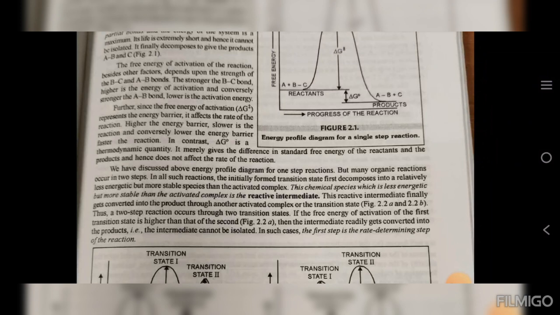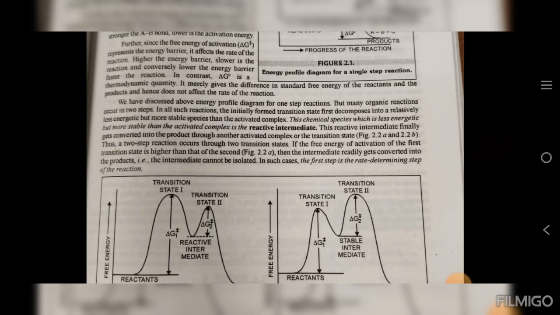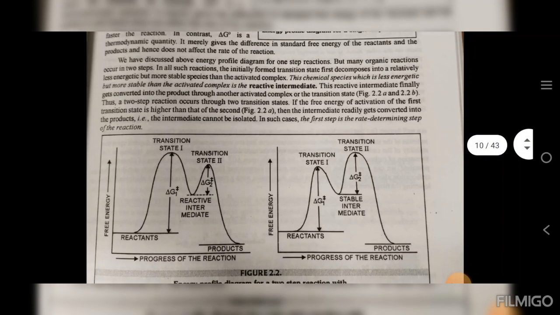delta G degrees is a thermodynamic quantity. It merely gives the difference in standard free energy of the reactants and the products and hence does not affect the rate of the reaction.